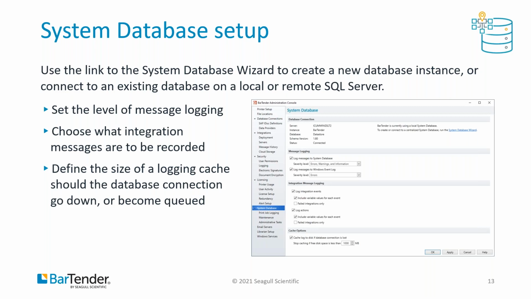And lastly, you can configure a cache size so that should the connection to the system database go down, or because of volume transactions are getting queued, we can cache those transactions to a file, giving time for the system service to catch up, performing the actions with the SQL server. So by default, that's 1000 megabytes, but you can reduce or increase that according to a customer's requirements.